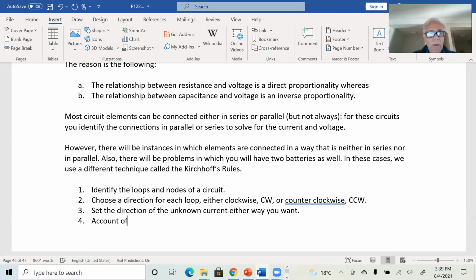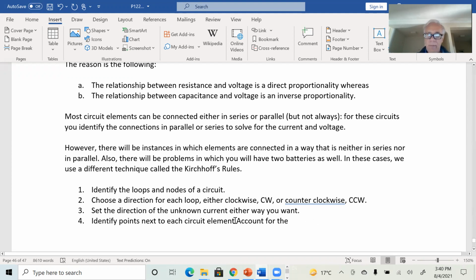Account for the, let's see, identify points in the circuit next to each element. Points next to each circuit element. Let's put: identify points next to each circuit element. That's the next step.